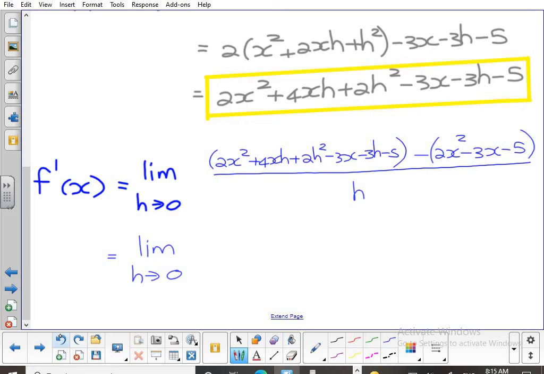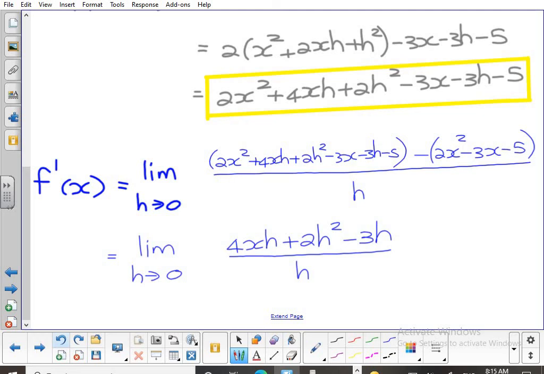What am I left with? I'm left with 4xh plus 2h squared minus 3h. Am I correct? That's what I'm left with, because those two cancel, those two cancel, and those two cancel. Everything's still on h.